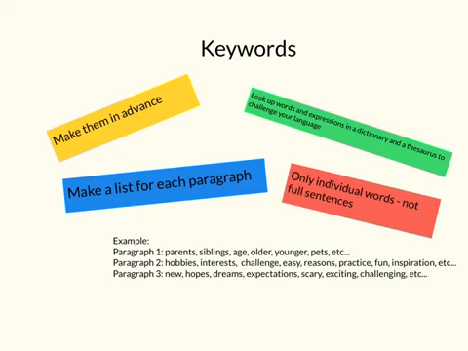So in my example, as you can see here, I've made keywords for paragraph 1, 2, and 3. And in my first paragraph, I want to include information about my parents, my siblings, my own age, maybe if my siblings are older, younger than me, if I have any pets, etc. So that's my plan. You may, of course, add other relevant topics. Just include what you think is relevant and actual to present.